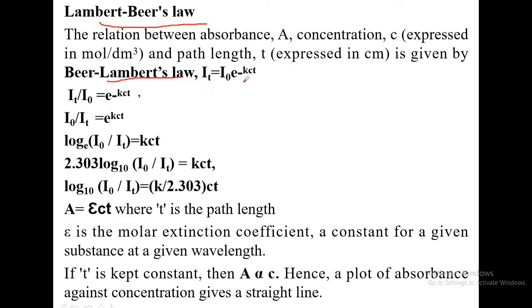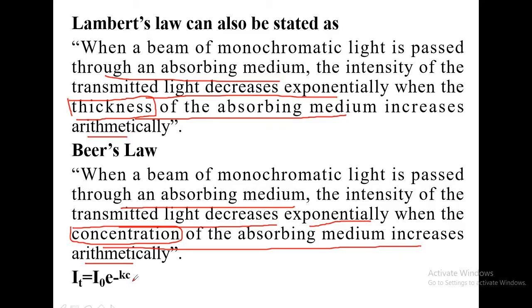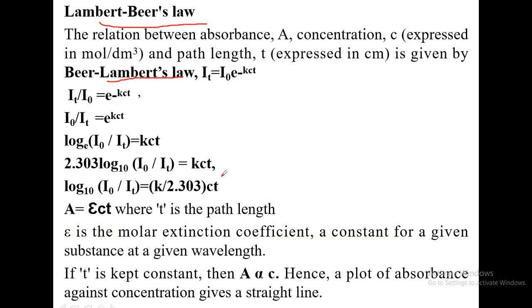Now IT is equal to I naught into e to the power minus kct. If you combine Lambert's law and Beer's law: Lambert's law is IT equal to I naught into e to the power minus kt, and Beer's law is IT equal to I naught into e to the power minus kc. Combining, you get IT equal to I naught into e to the power minus k into c into t. If you rearrange, then IT by I naught is equal to e to the power minus k into c into t.